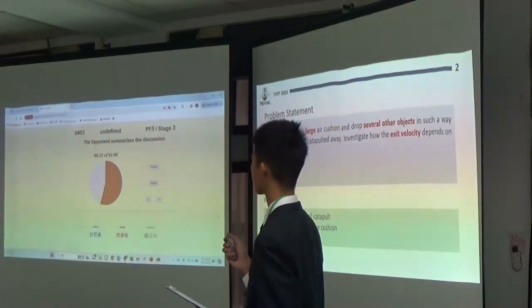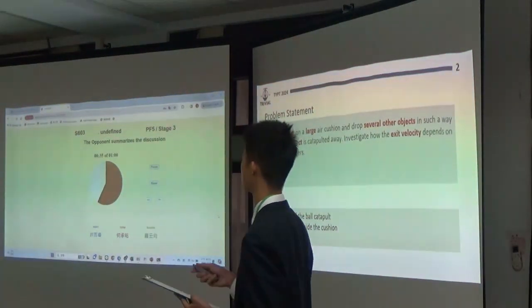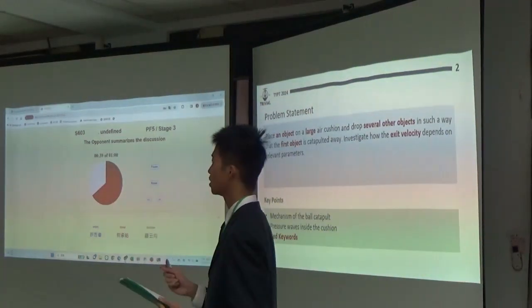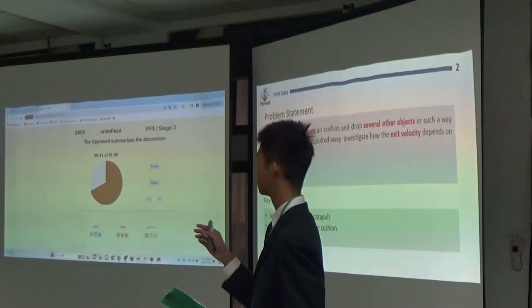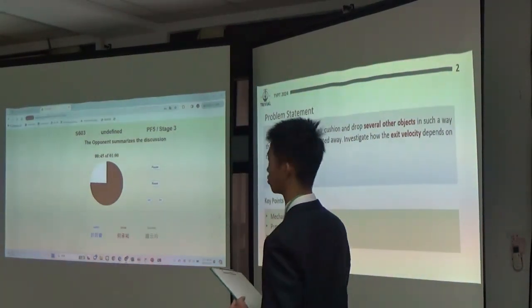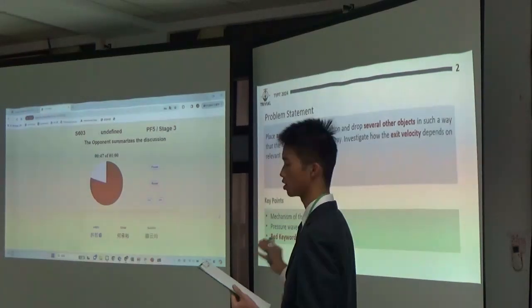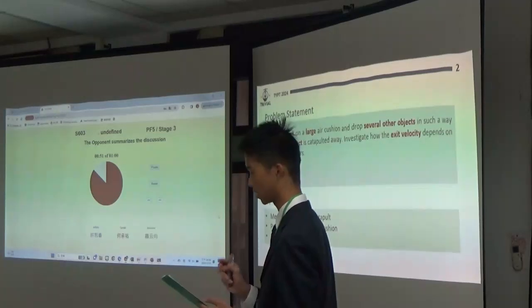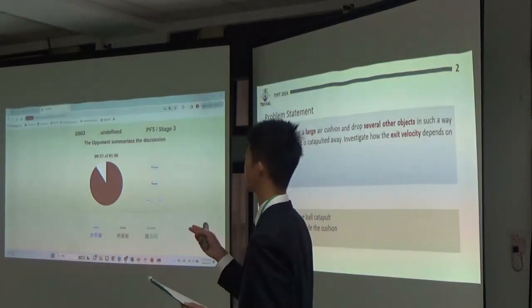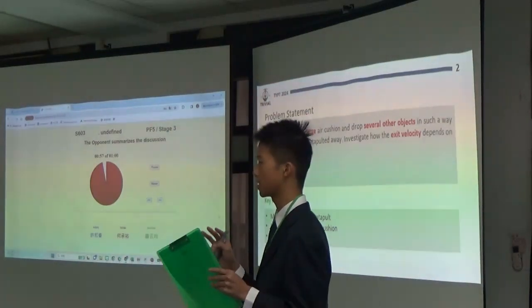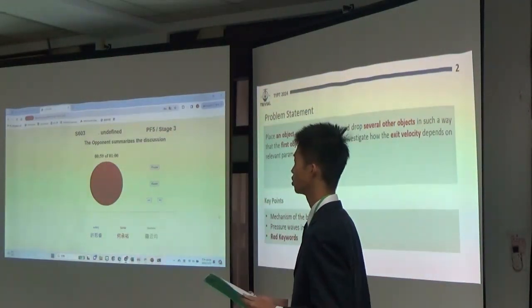And later we discussed the experimental setup, and I understood more about how the opponent controls the setup. And also, we discussed the effects of the border of the cushion. That is why the problem statement wants us to have a large cushion, so that the effects of the border of the cushion can be neglected. And also, due to the discrepancy in the reported data, I think the elasticity of the cushion should be considered.